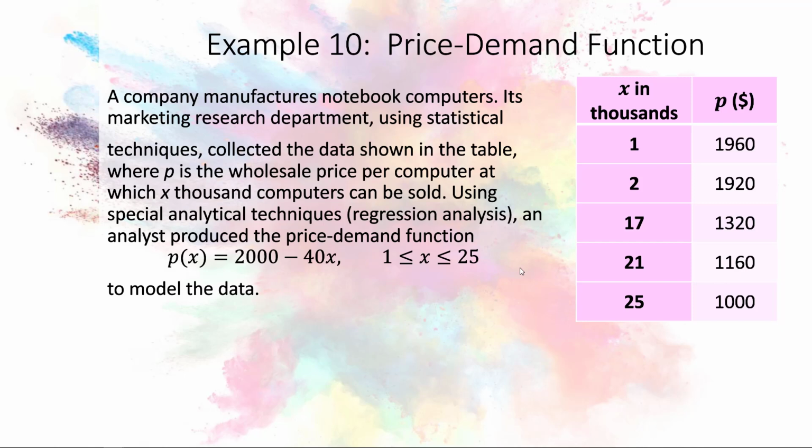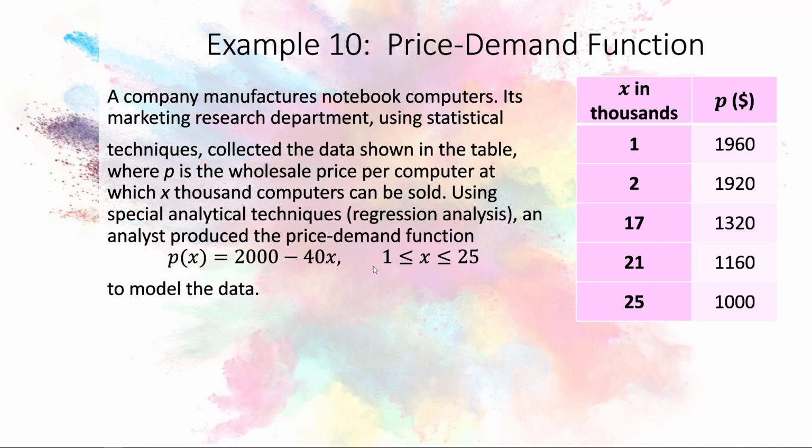Here is the price demand function. So we have a company manufacturing notebook computers, and its marketing research department, using statistical techniques, collected the data in this table where p is the wholesale price per computer at which 1,000 computers can be sold. Using special analytical techniques, namely regression analysis, the analysis produced a price demand function, and here it is to model the data. Now notice that this function is valid whenever x is greater than or equal to 1 and less than or equal to 25.